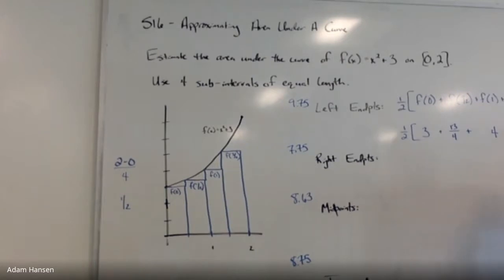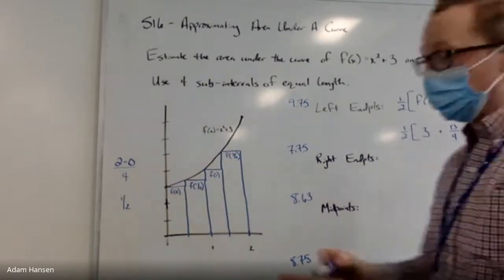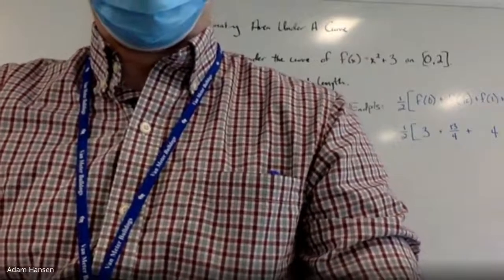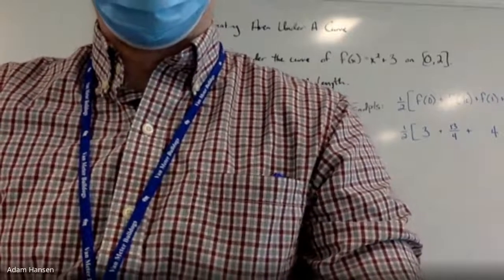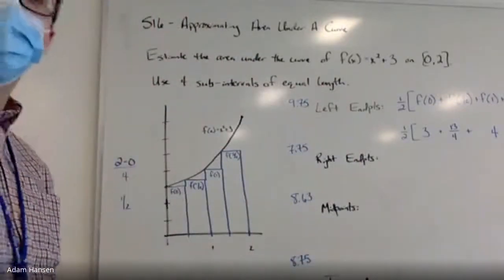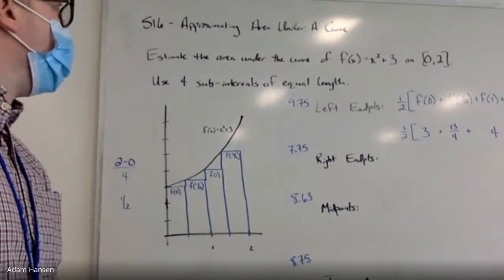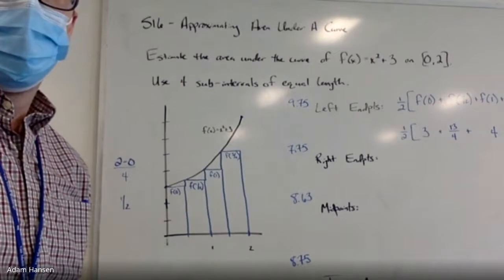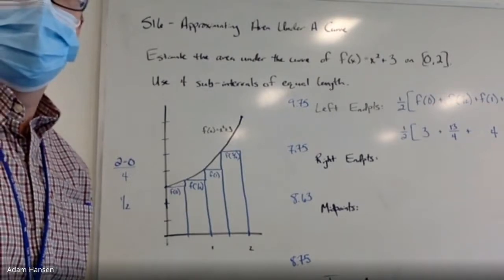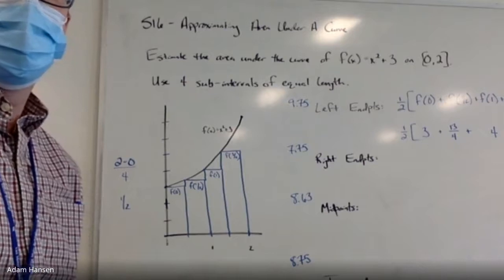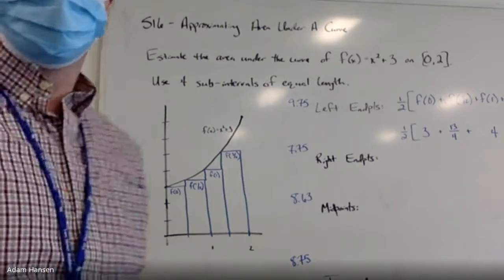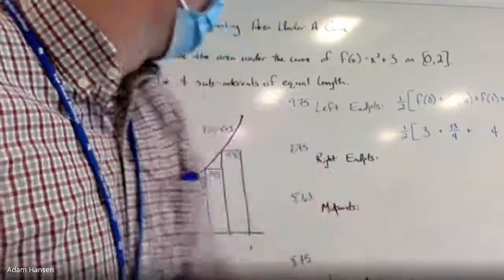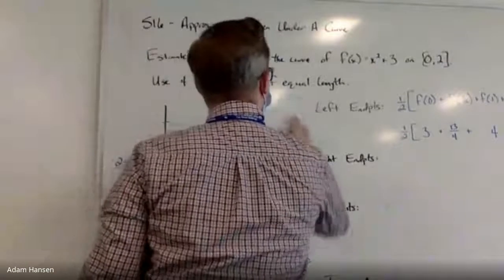Which is 31/4. 7.75 or 31/4. Did I not get that added in right? Let me check that here. Oh, these are switched around. That's right. Let's do that.